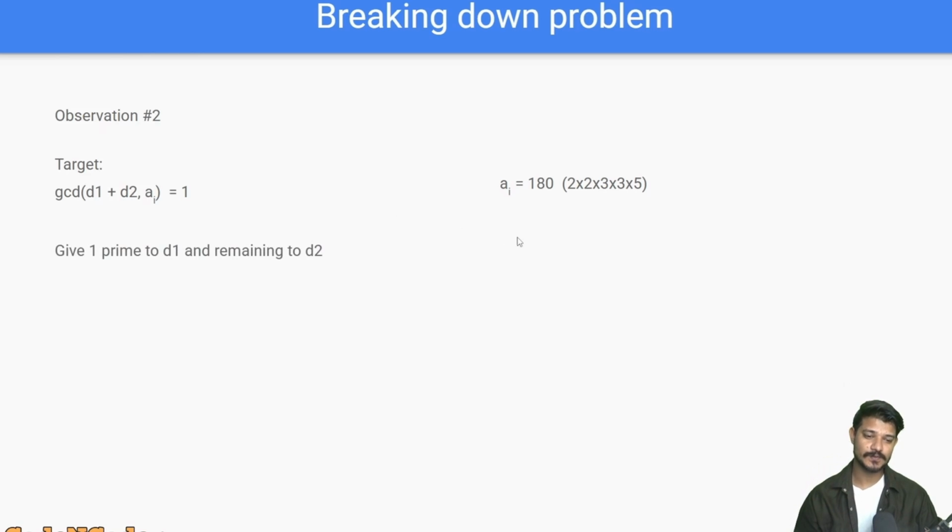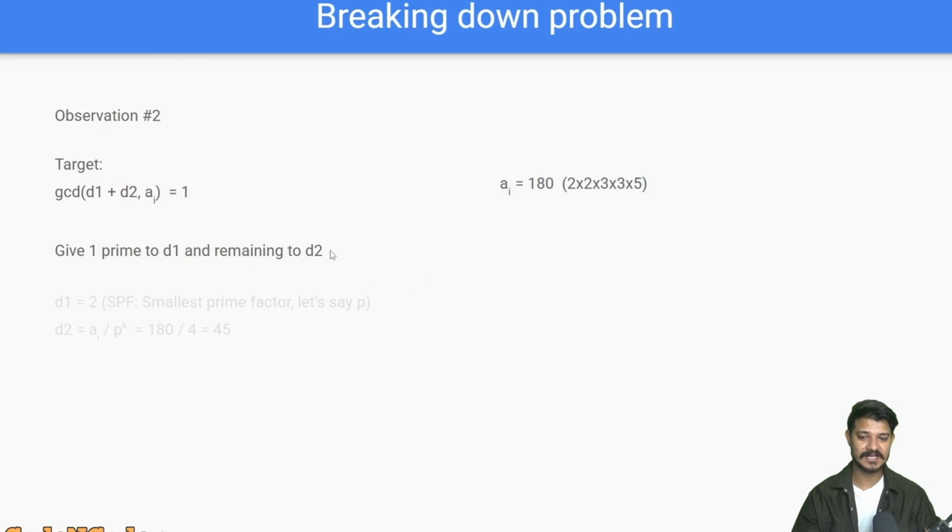So what I'm going to do is that I'll give one prime to D1. I'll basically say D1 is equal to 2. One of the primes I have given to D1. Since this is a prime from the prime factors of AI, it will clearly be a divisor of AI, right? So I'll give one prime to D1 and the remaining to D2. Now they don't have anything common, right? This way, we can make sure that D1, D2, and AI share nothing, right?